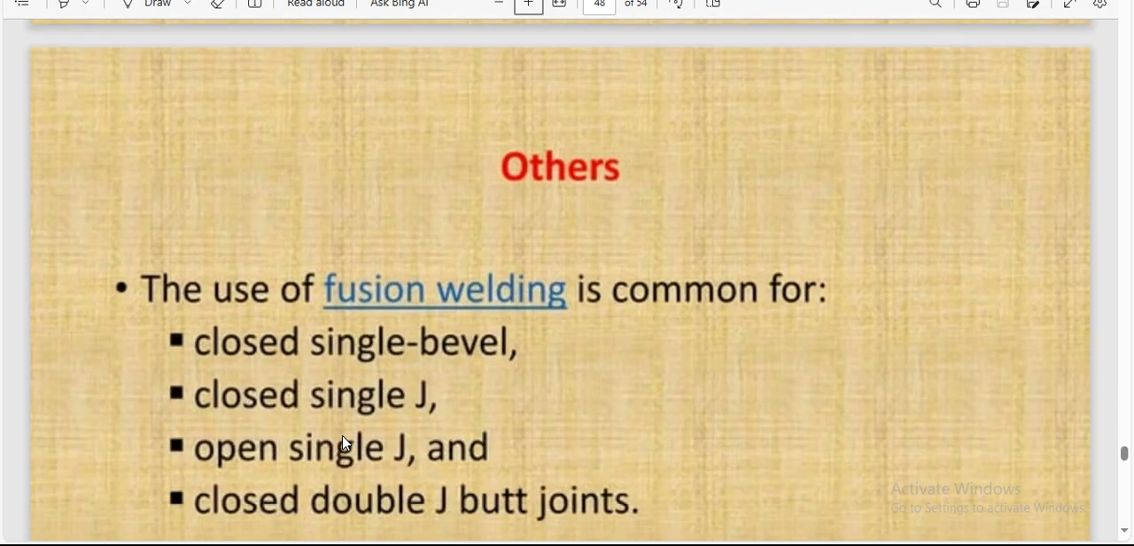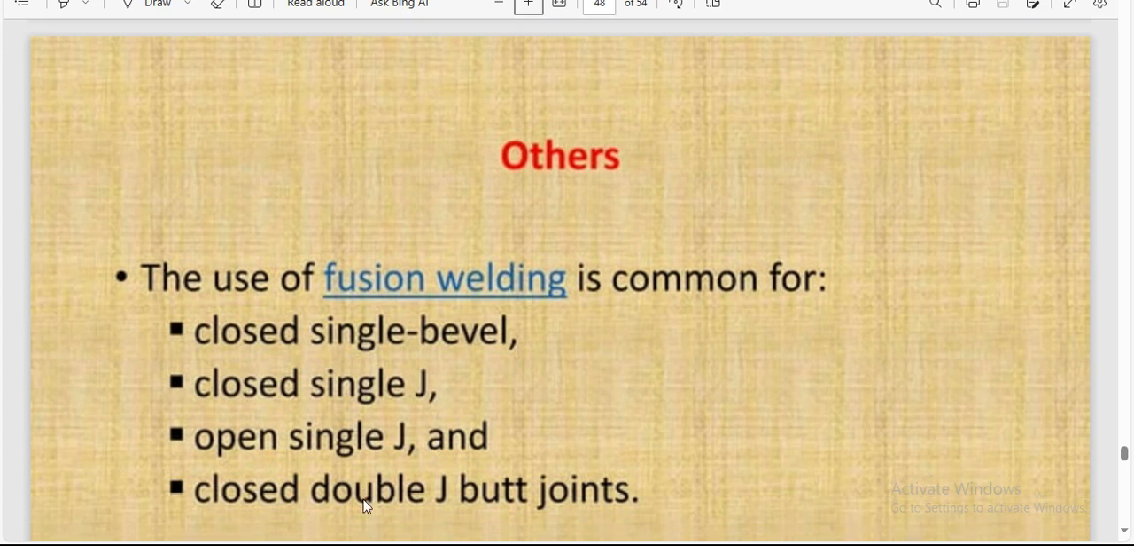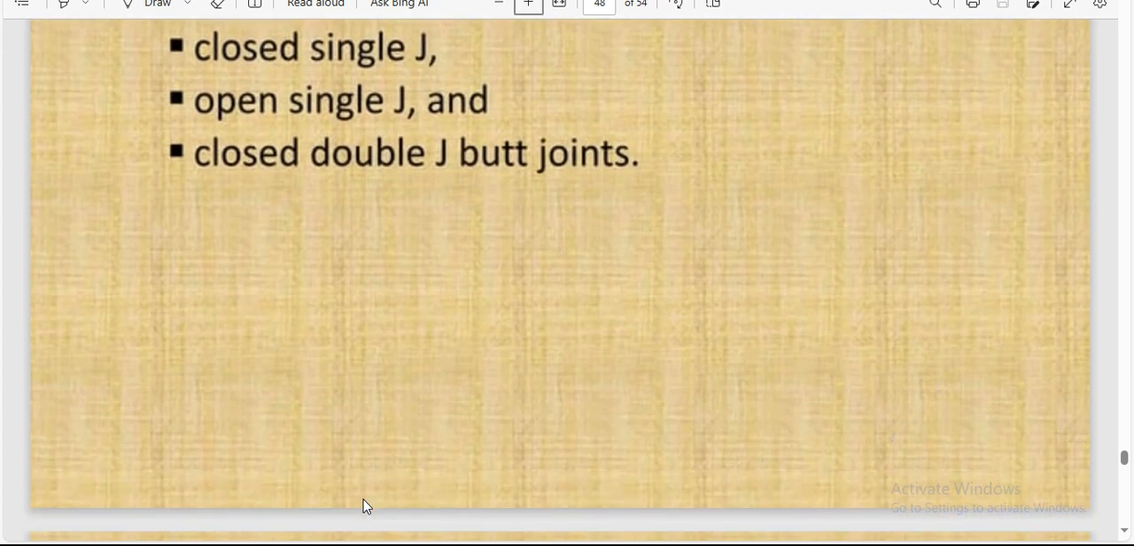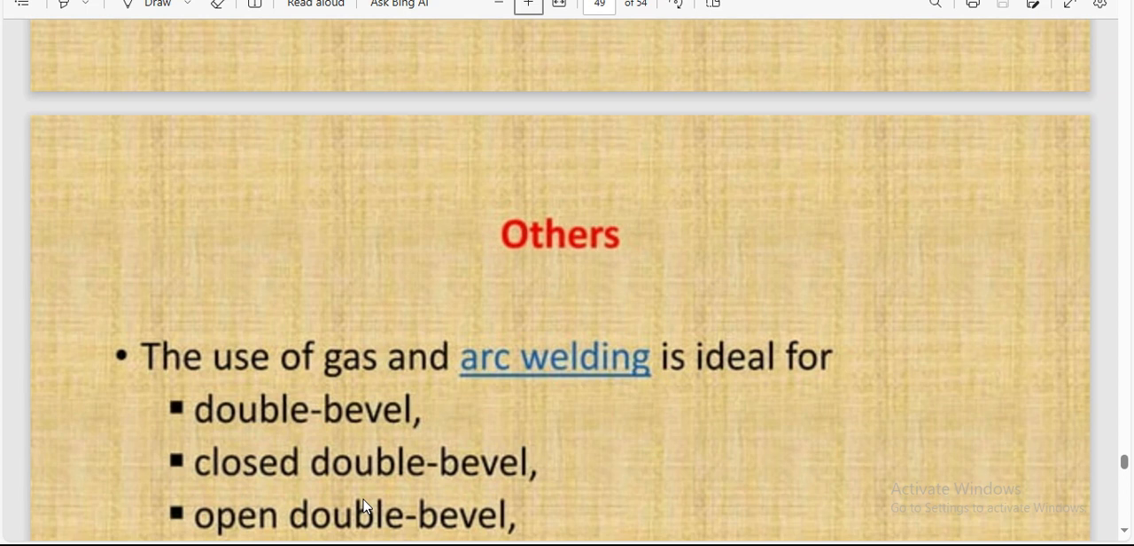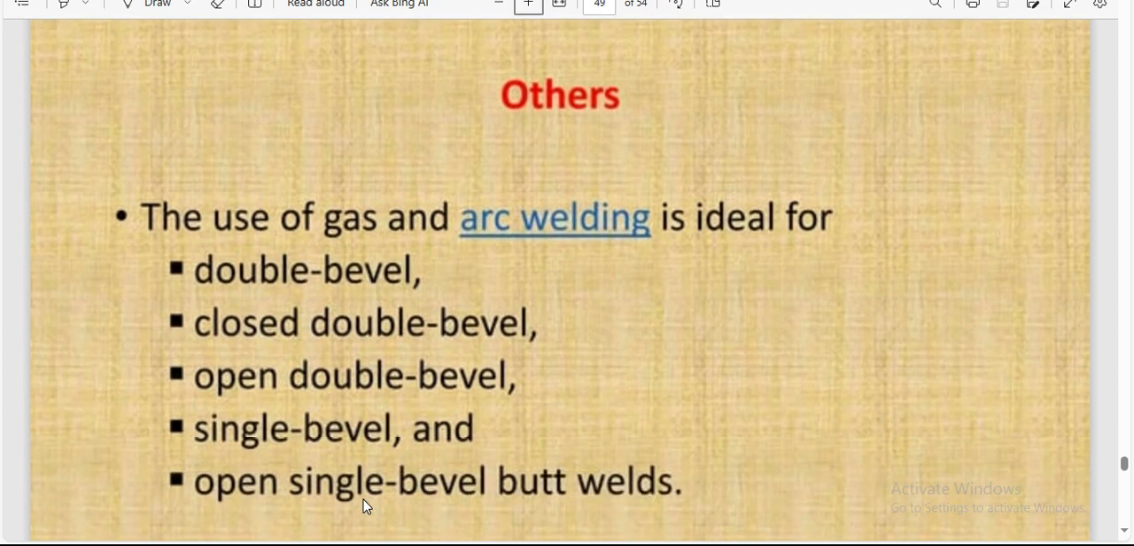Others, the use of fusion welding is common, fusion meaning liquid state. Welding for closed single bevel, closed single J, open single J, and closed double J butt joints. The use of gas or chemical and arc welding in electrical, this one is ideal, not practical. Double bevel, closed double bevel, open double bevel, single bevel, and open single bevel butt welds.